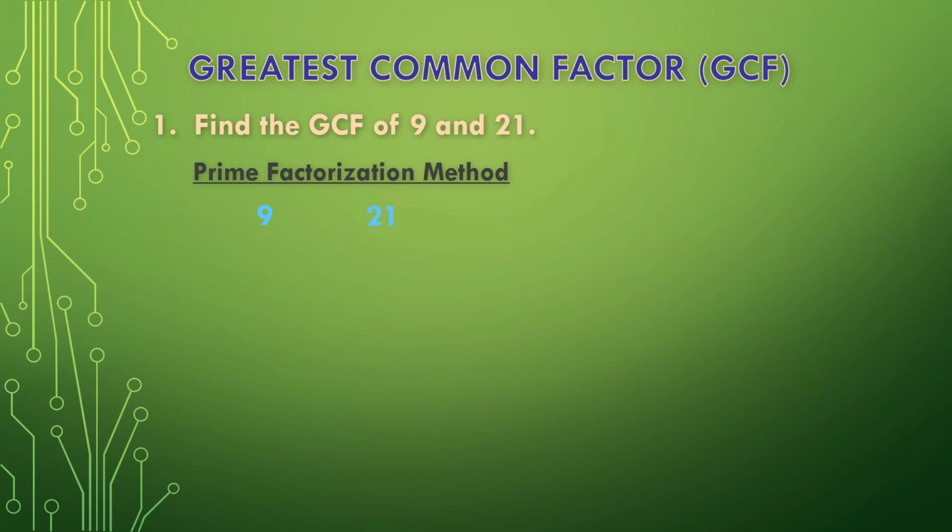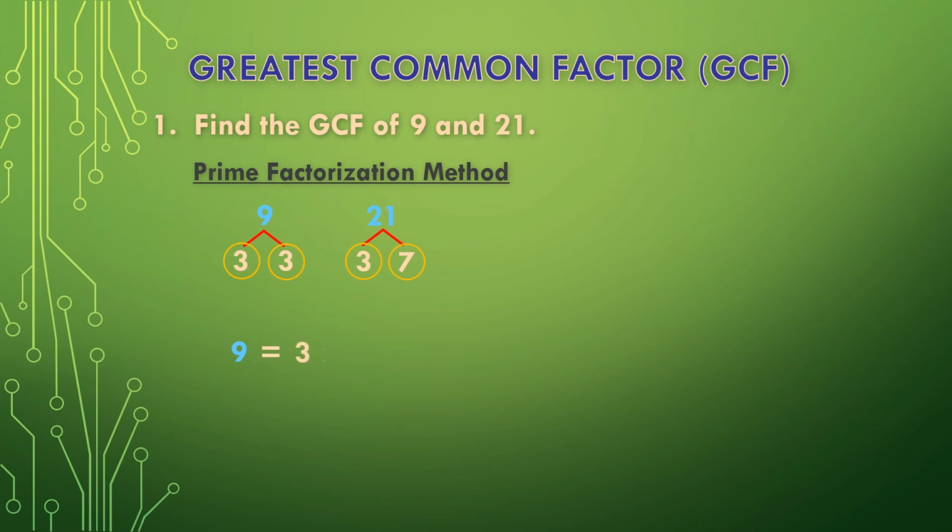Here goes. Let's start with 9. 3 times 3 is equal to 9. 3 is prime. We cannot break it down any further, so let's encircle it. Let's move on to 21. 3 times 7 is equal to 21. 3 and 7 are both prime numbers, so let's encircle them.